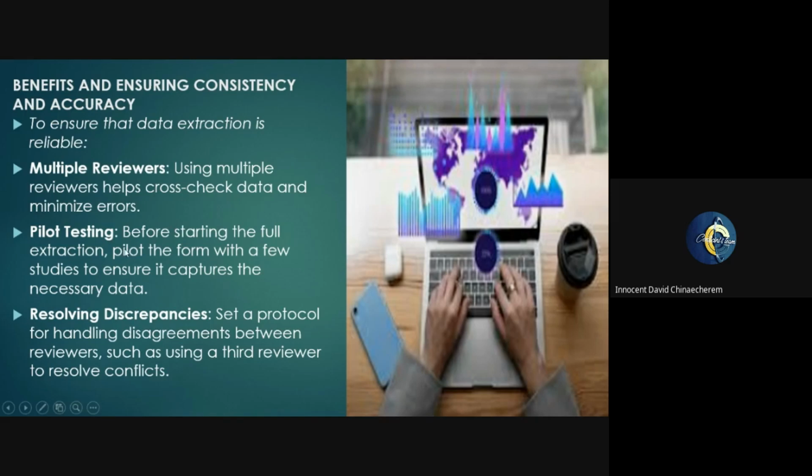The pilot testing is just trying to capture the necessary data ahead of time, before we do the needful, so we can compare if our data extraction tool is actually valid. And that is what in primary research we call reliability and validity.